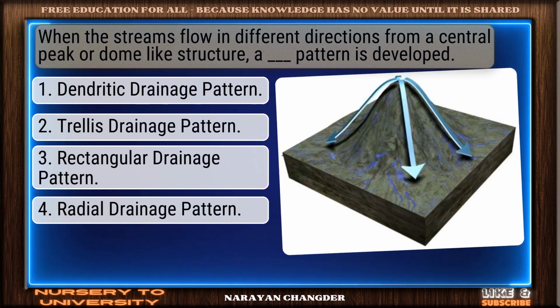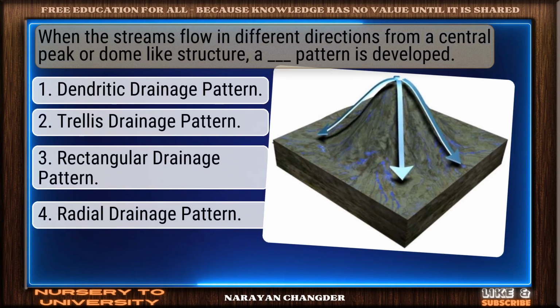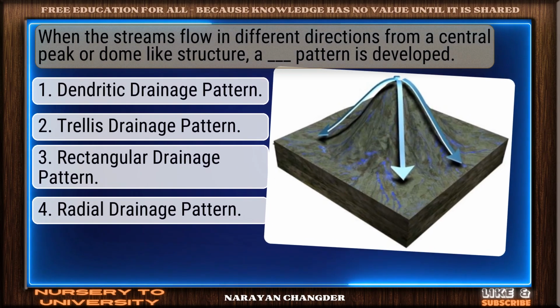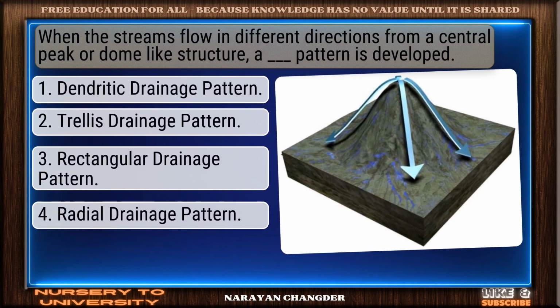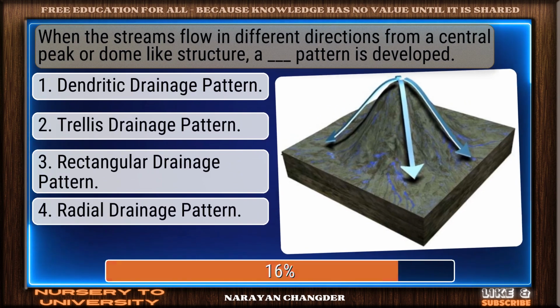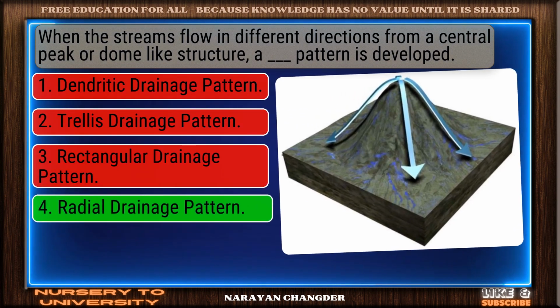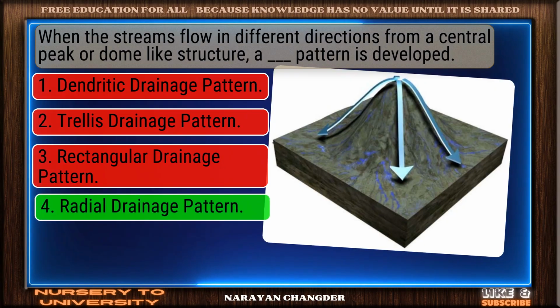When the streams flow in different directions from a central peak or dome-like structure, a radial pattern is developed. Excellent choice. Radial drainage pattern is the right answer.